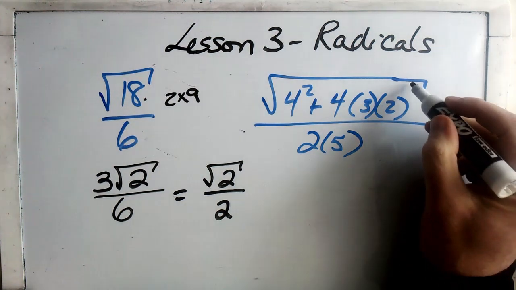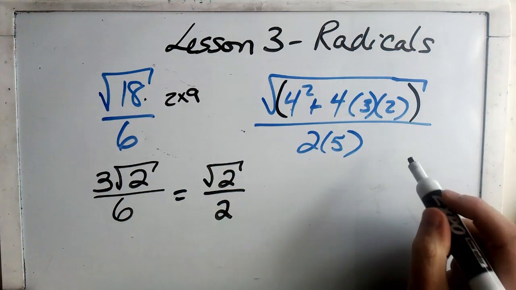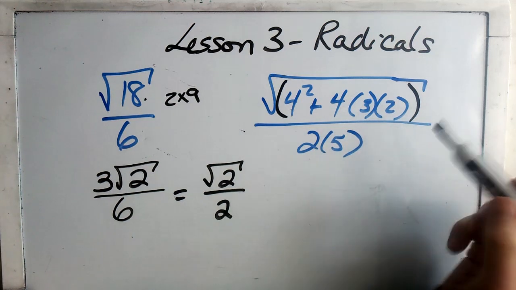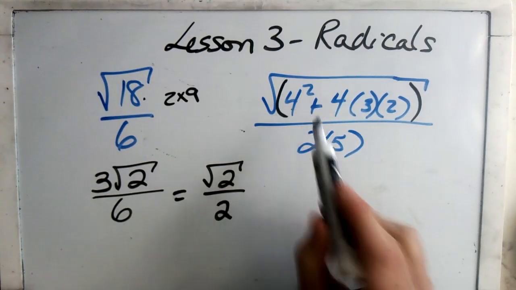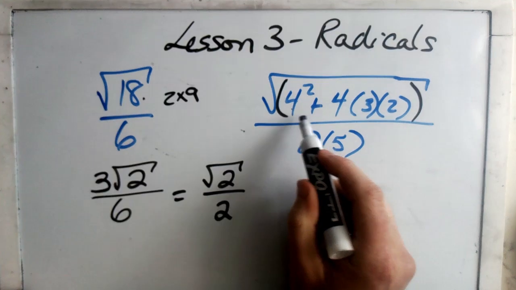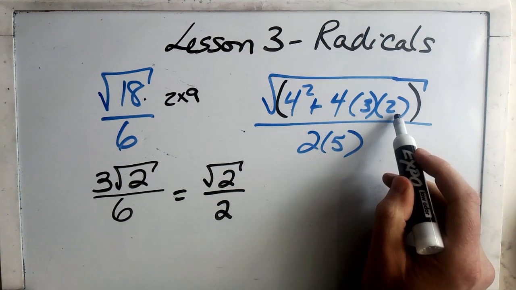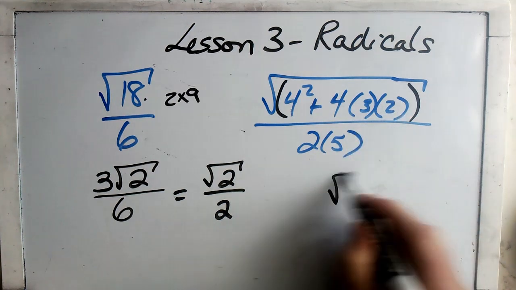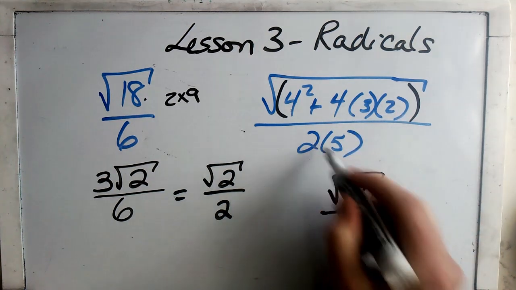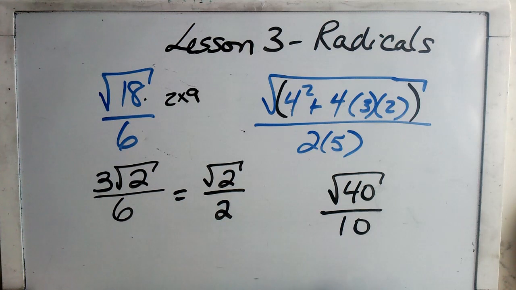This one, we have to focus on the radical first. We have to do everything inside. We cannot take the square root of this because of the plus sign. So type this into your calculator. 4 squared, 16. 4 times 3 times 2, 24. And we get 40 over 2 times 5.